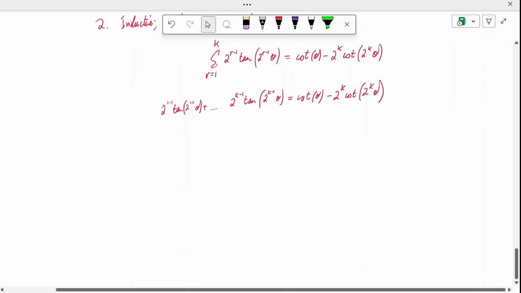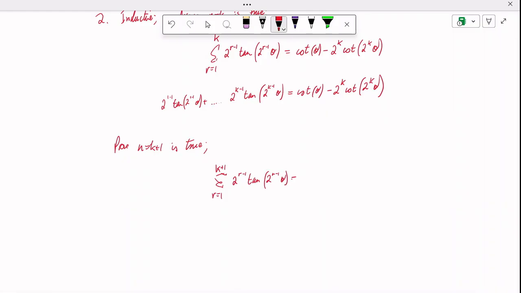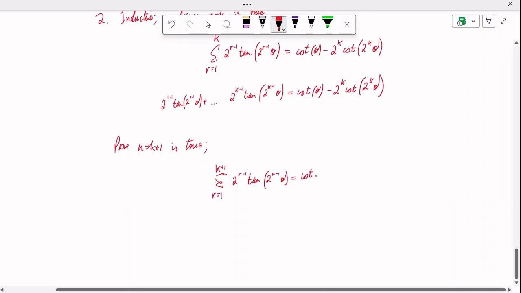Cool. Now I'm going to prove that n equals k plus 1 is true, i.e. that the sum from, these sums are getting worse every time, from 1 to k plus 1 of 2 to the r take 1 tan of 2 to the r take 1 theta equals cot theta minus 2 to the k plus 1 cot 2 to the k plus 1 theta.